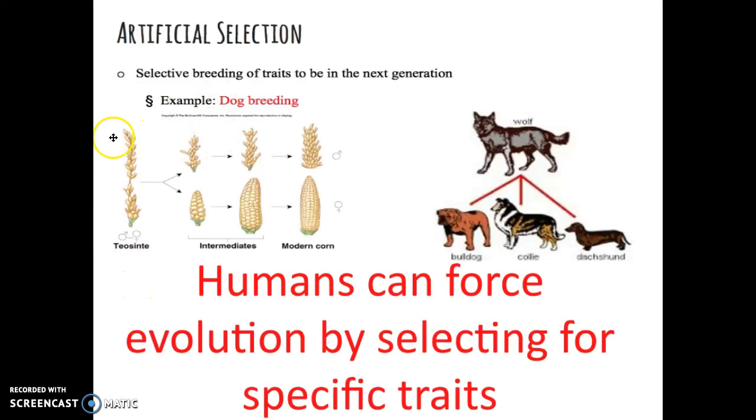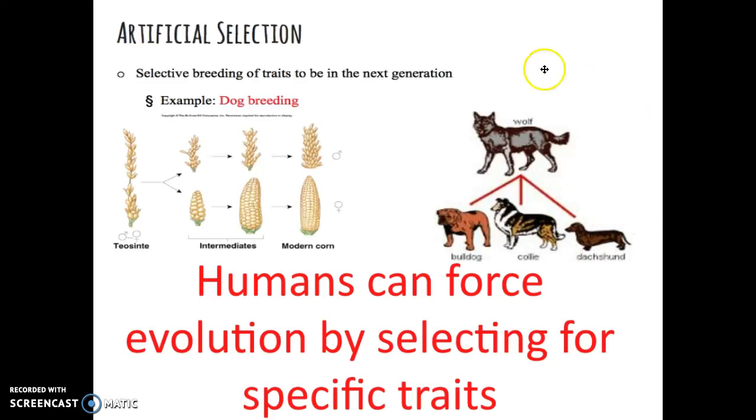Corn, this is actually what corn used to look like. This is now what corn looks like. And that's because we wanted it to look like this. So we bred it a certain way so that it would appear large with these big corn kernels. The same is true for dogs. We artificially selected for different traits for dogs, which gave us all sorts of different breeds.